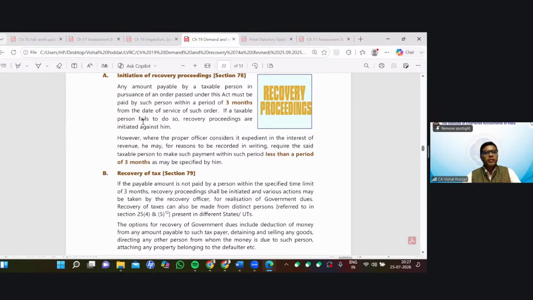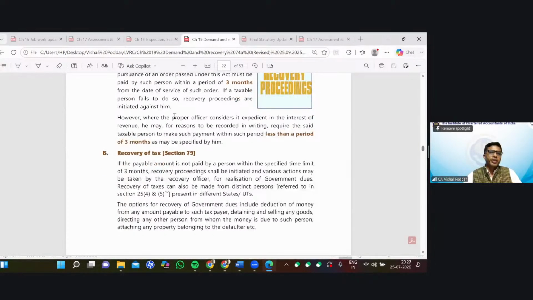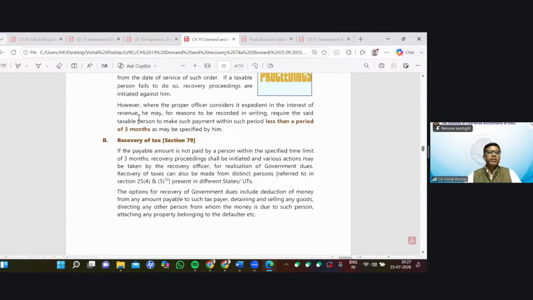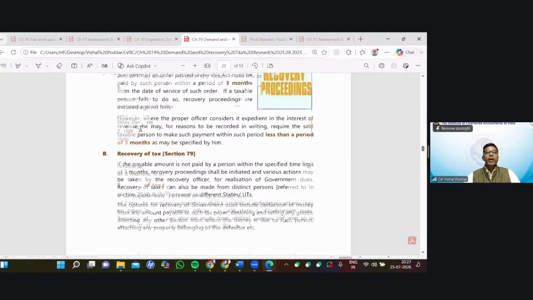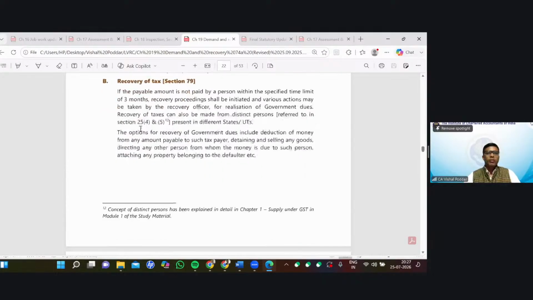Now, if a taxable person fails to do so, recovery proceedings will be initiated. However, if the proper officer considers it expedient in the interest of revenue, he may, for reasons to be recorded in writing, require the said taxable person to make such payment within such period, which is even less than 3 months. The first point is, as per section 78, a 3 months period will be allowed. Within that period, the payment has to be made. Then comes section 79.